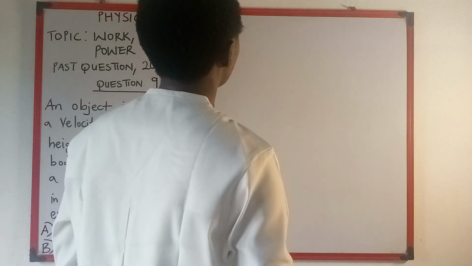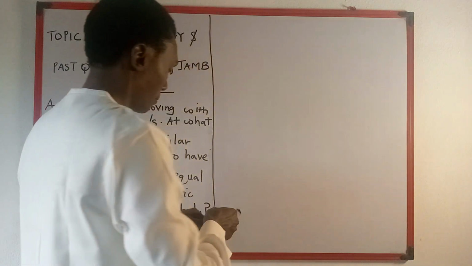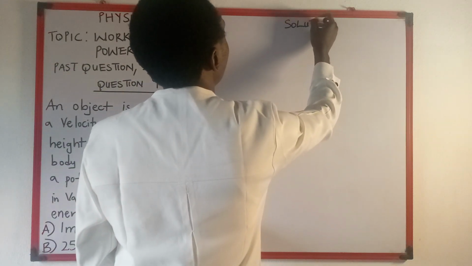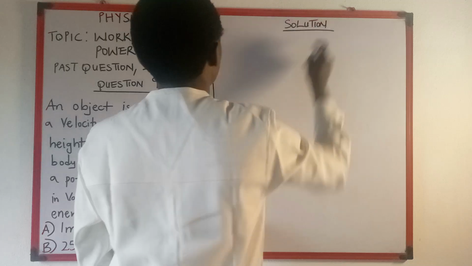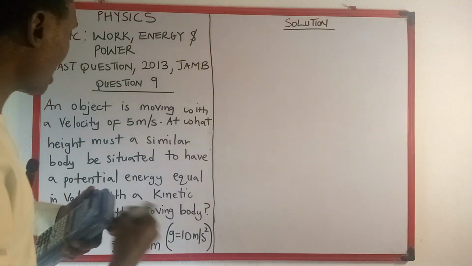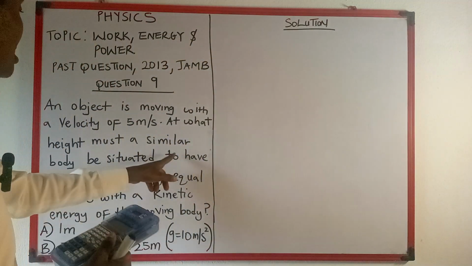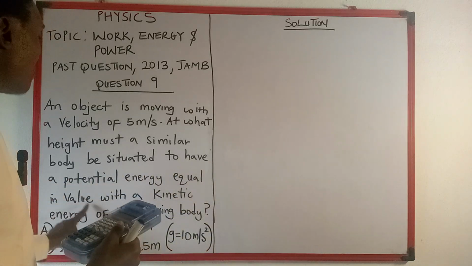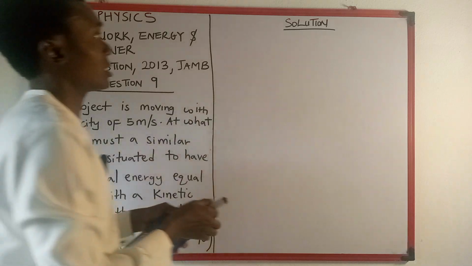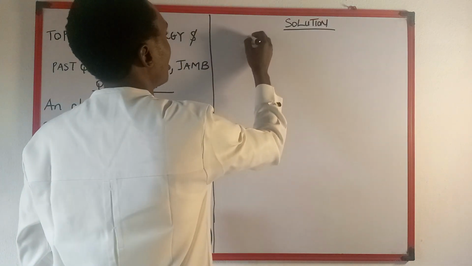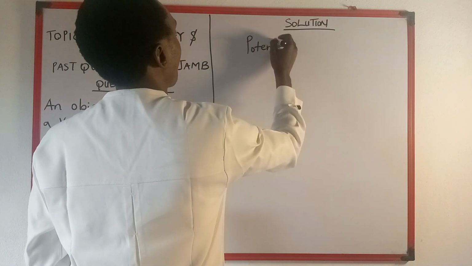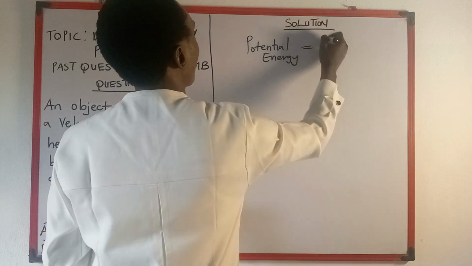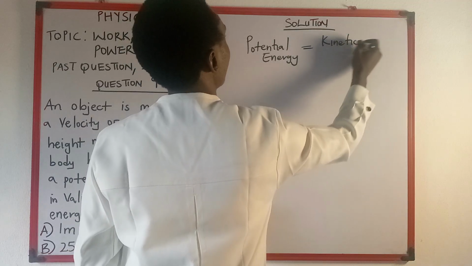Solution. If you look at the question, it says that at what height must a similar body be situated to have potential energy equal in value with kinetic energy. So they're trying to tell us here that the potential energy is equal to the kinetic energy.